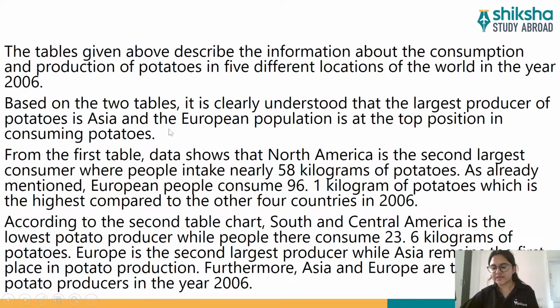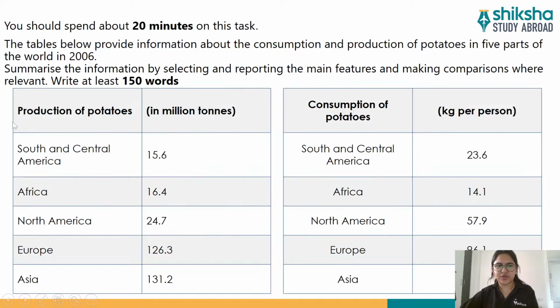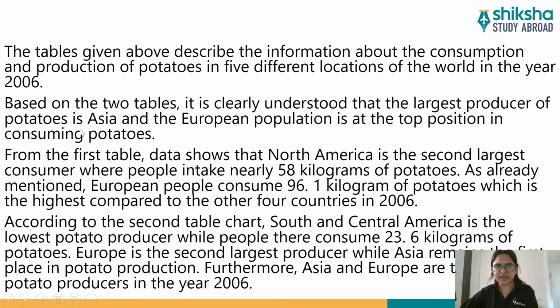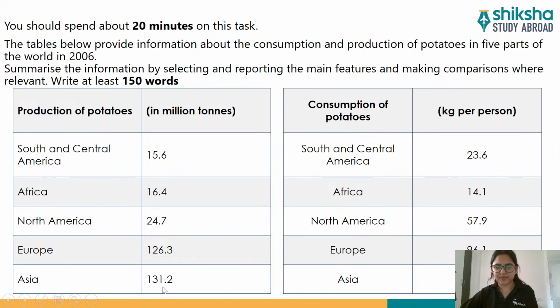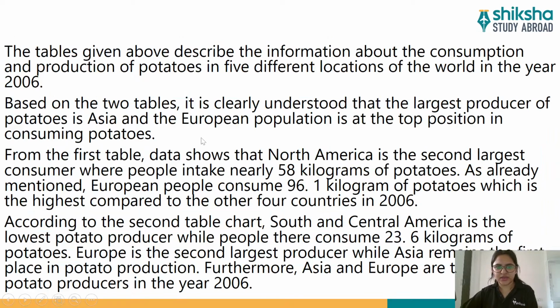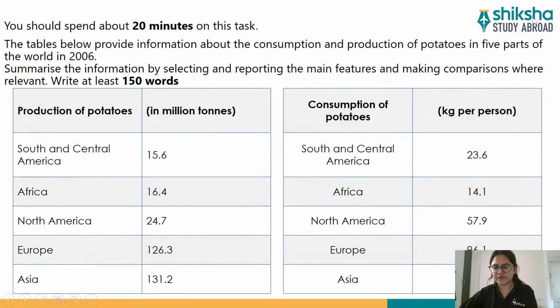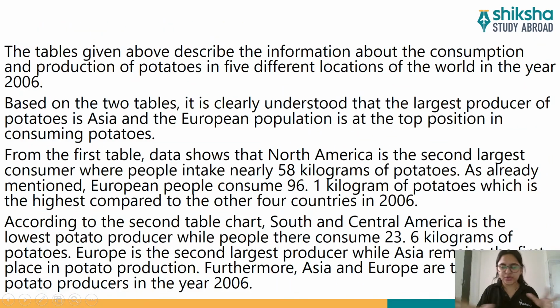So in both the cases, he has given the highest country where they are comparing the production of potatoes. So they are saying that Asia is the highest one, 131, in the production of potatoes. And they are telling us that European population is at the top position in consuming potatoes. So let's see this. Europe, yes. So this is the highest, 96.1. So European population is the highest consuming potatoes. So this is how they have taken the material or the features or the data from both the tables.